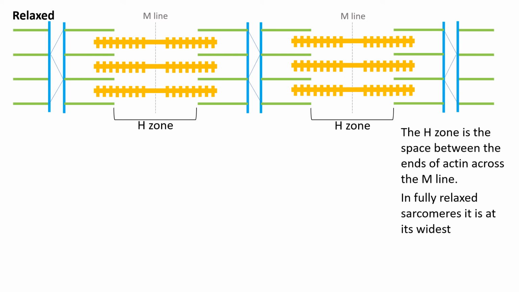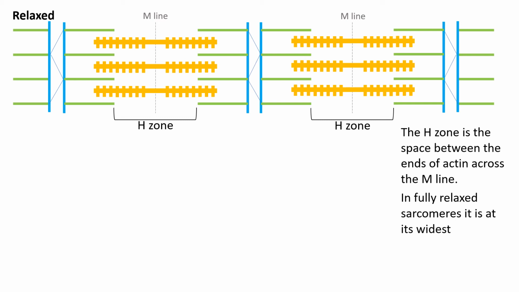So let's see what that means in terms of our sarcomeres in their line. If you remember, in the middle of every sarcomere we have our M line. At the ends we have our Z line. They're just the elastic fibers that enable the sarcomeres to contract and relax. There we've got an orange myosin filament and green actin. And remember, actin has a gap. There's a gap between the ends of actin on either side of the M line. That gap is known as the H zone.